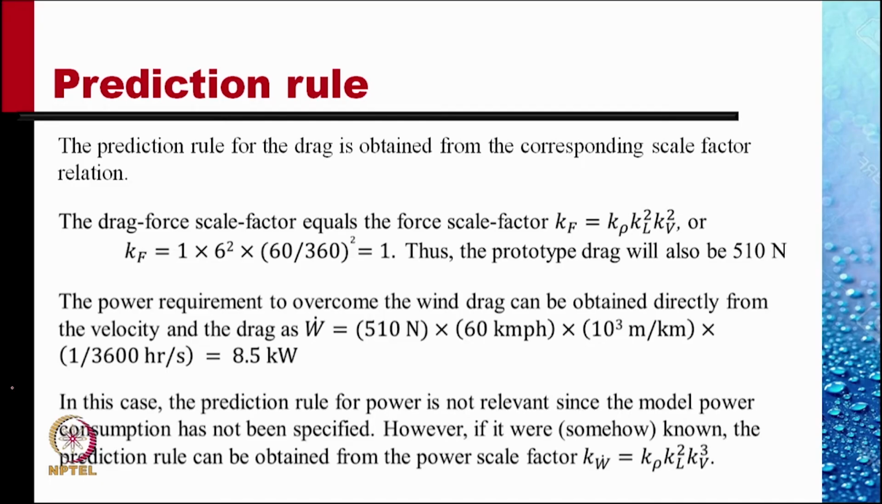In this case, the prediction rule for power is not relevant since the model power consumption has not been specified. However, if it were somehow known, the prediction rule can be obtained from the power scale factor Kw dot, which is equal to K rho KL square KV cubed.